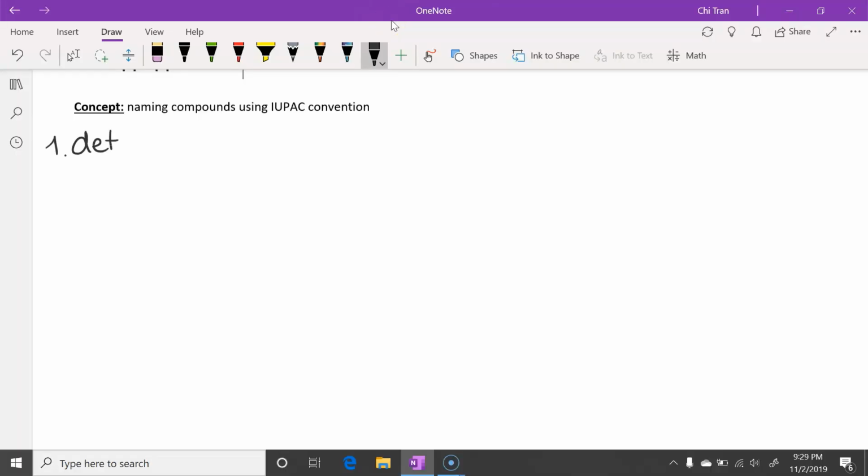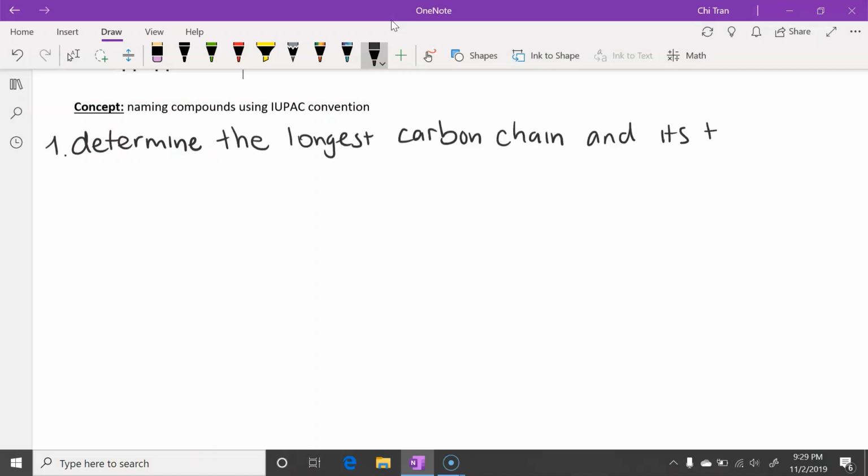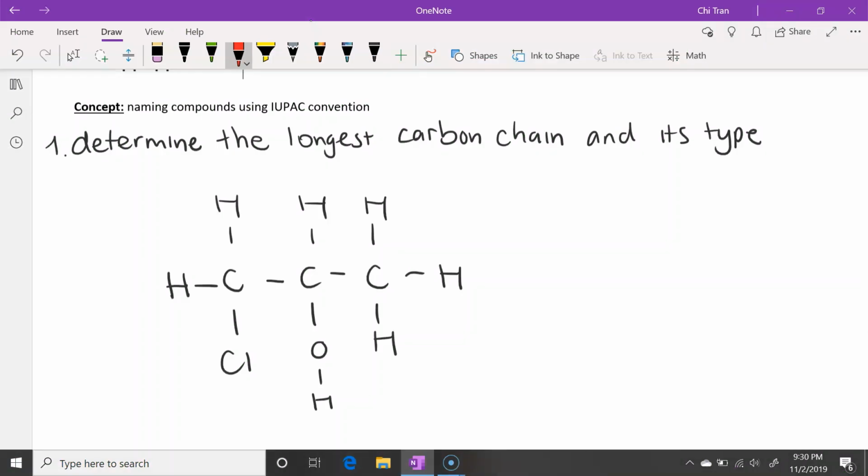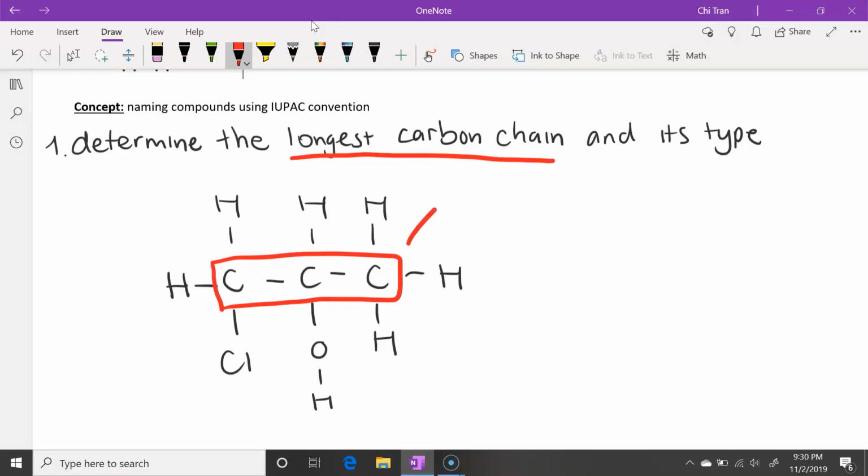So the first step is to determine the longest carbon chain and its type, like the type of the organic compound. So here we have an example organic compound. We need to determine the longest carbon chain, which is the 3 carbon right here. So the 3 carbon tells us that the prefix of the name is prop, so PROP, and we also need to determine the type of this compound.